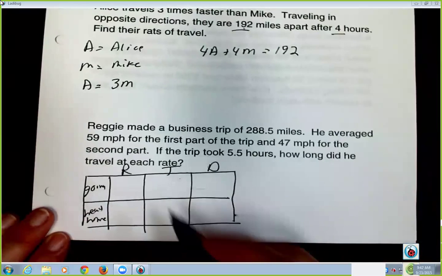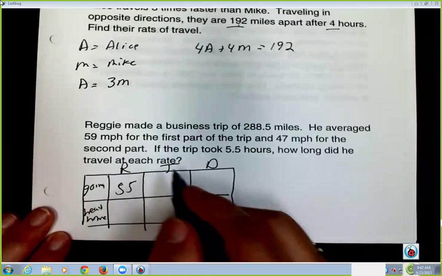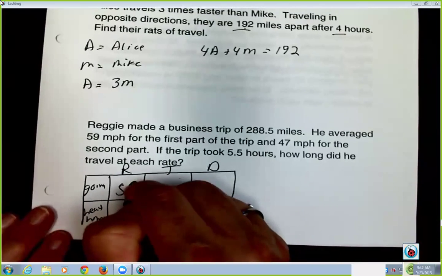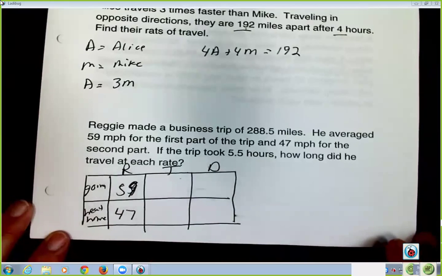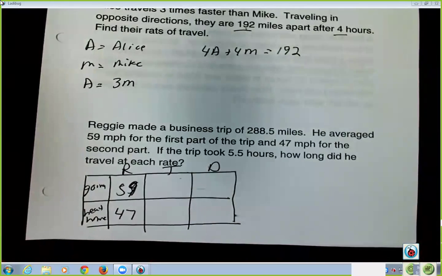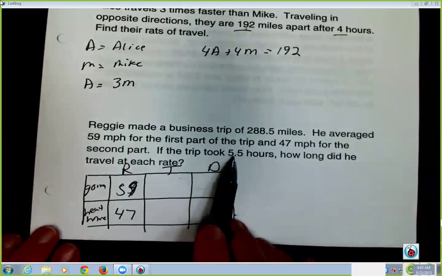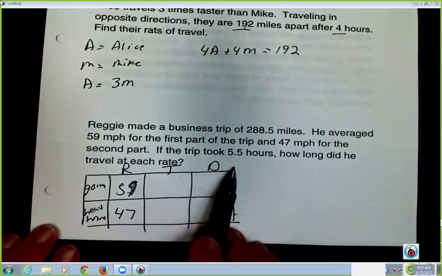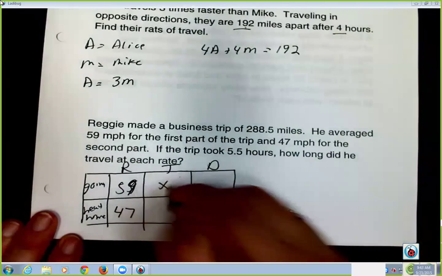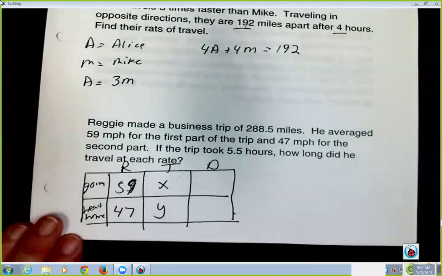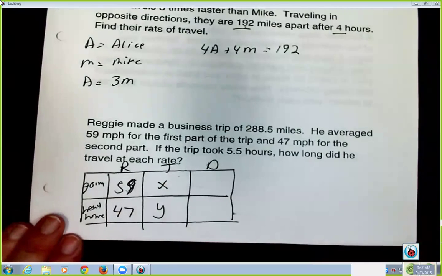59 miles per hour on the first part, and 47 on the second part. How much time did he take? Now, if you're in basic algebra, we have to take these today and solve them using only x's, only one variable. You guys are lucky because we can put x, the amount of time going, and y, the second part of the trip, and how long did it take.